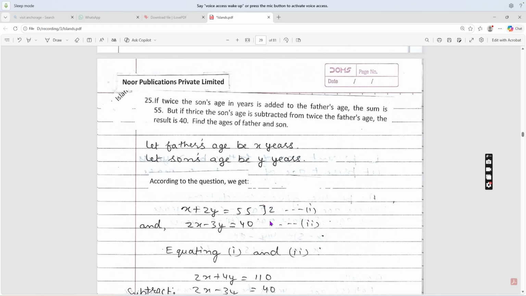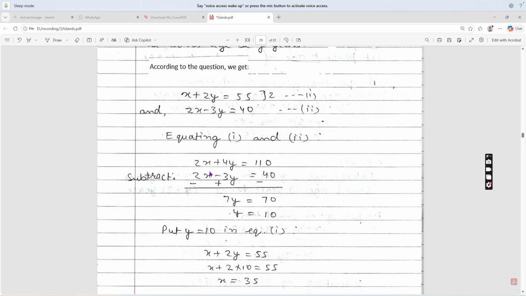Now the first equation is going to be multiplied by 2 in order to make the coefficient of x in both of these two equations equal to 2. Because 2 into 1 is 2, 2 into 2 is 4, and 55 into 2 is 110. As it is represented here, 2x plus 4y is equal to 110. 2x minus 3y is equal to 40. Now we are going to subtract these two. Why? Because the coefficient of x in both of these two equations is equal, that is plus 2 and plus 2.